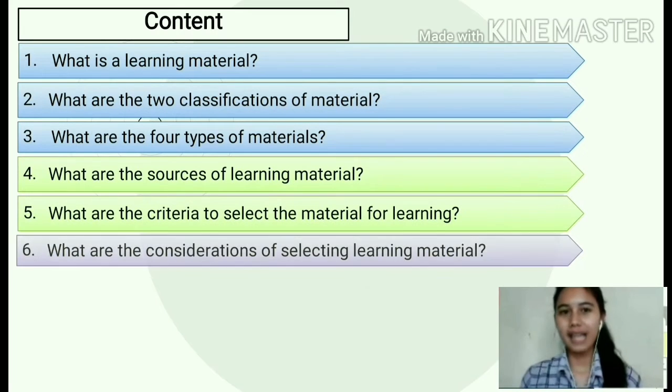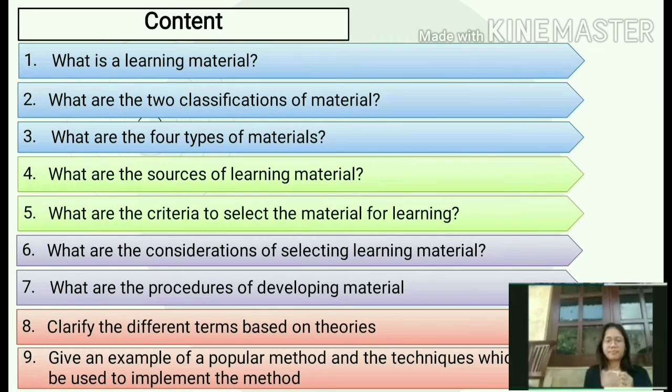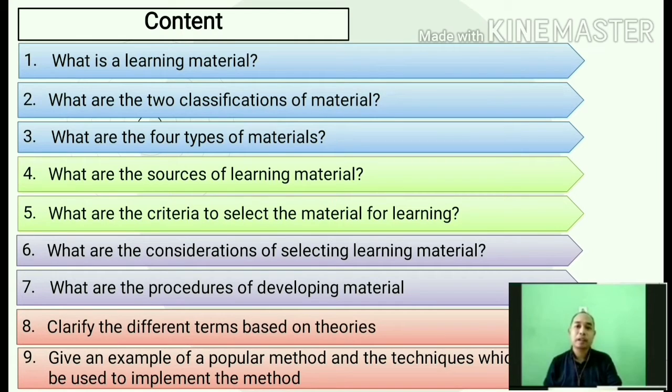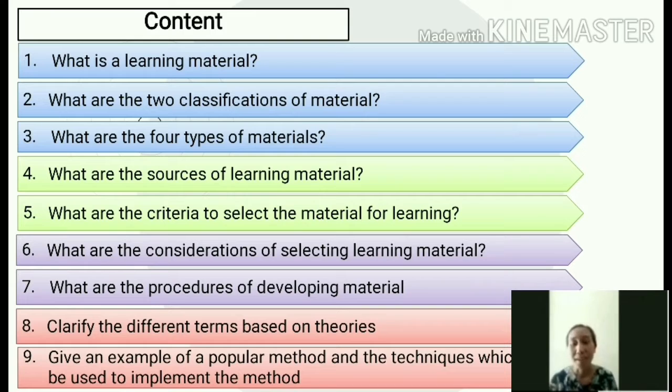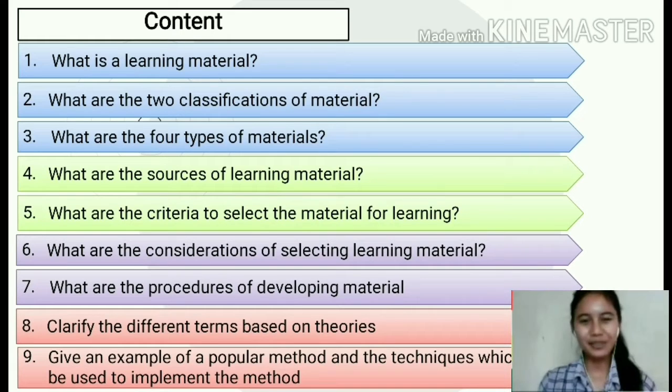So here are the contents. This presentation will cover 9 questions. Questions number 1 to 3 will be explained by me, Wira. Questions number 4 and 5 will be explained by me, Agus Septiana. Questions number 6 and 7 will be presented by me, Sita Maheswari. And the next questions, number 8 and 9, will be presented by me, Trifonia. So without any further ado, Wira will start the presentation first. Wira, time is yours.